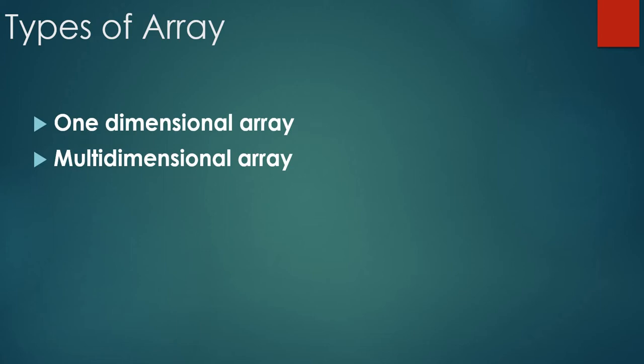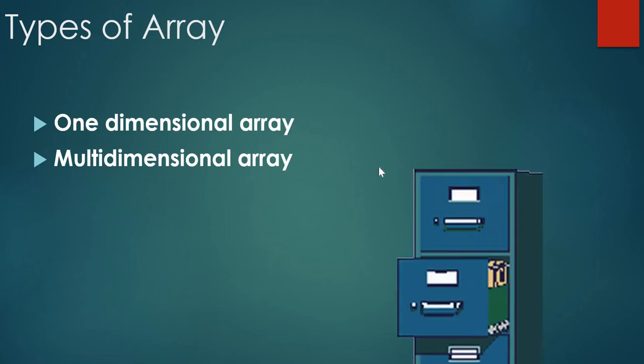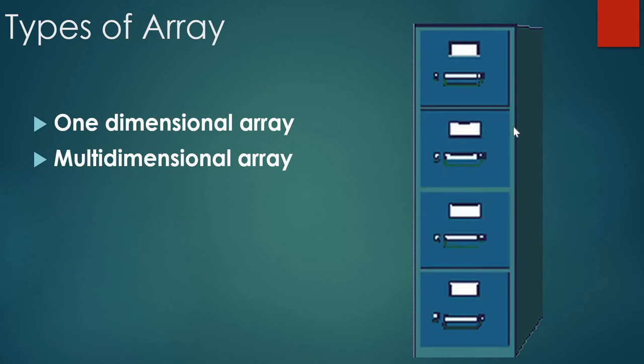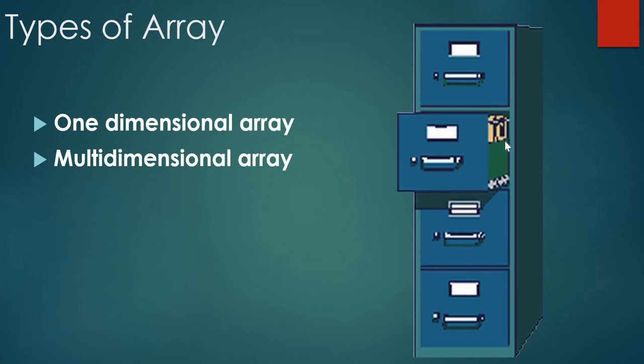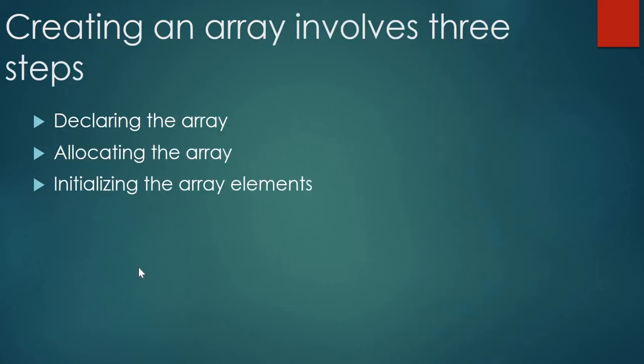So let's focus on one-dimensional array. A one-dimensional array is like a filing cabinet wherein you can store multiple folders in a drawer. Now, to be able to create an array, it involves three steps. First step, declaring the array. Second step, allocating the array. And the third step is initializing the array elements.